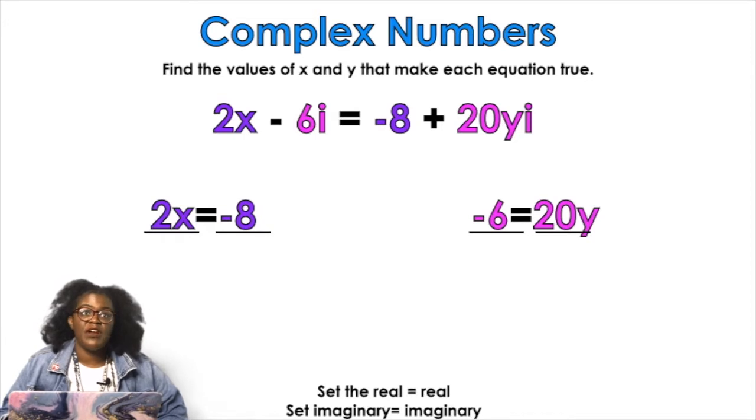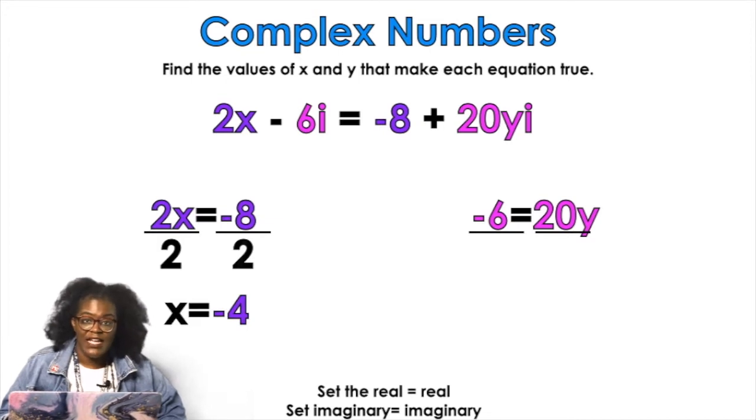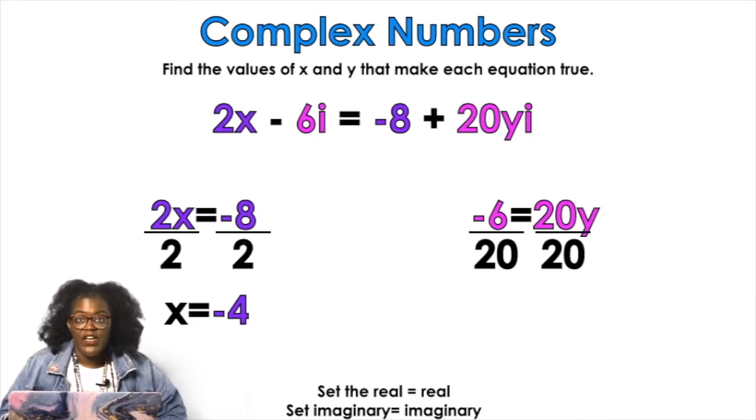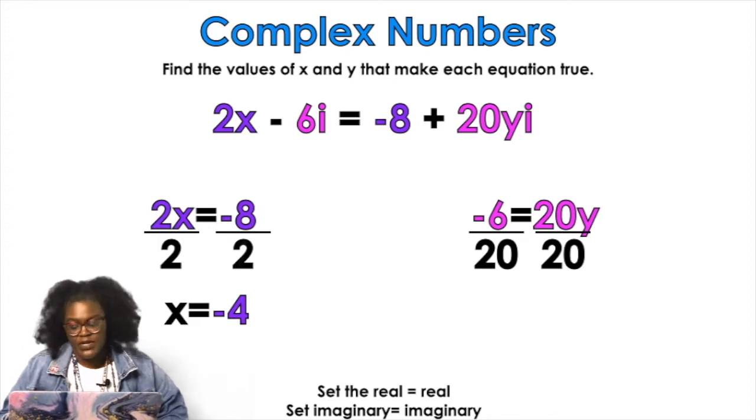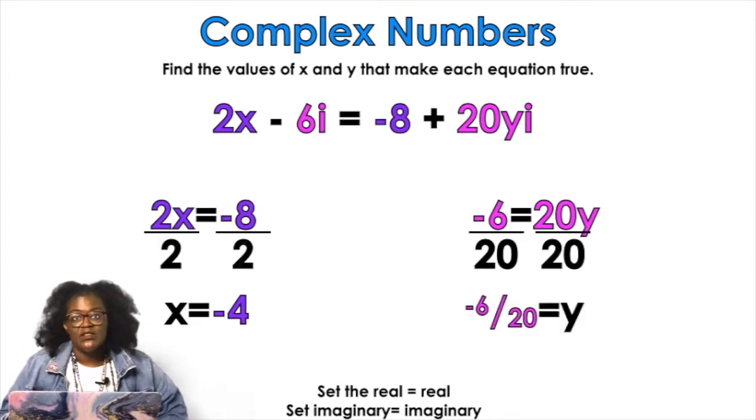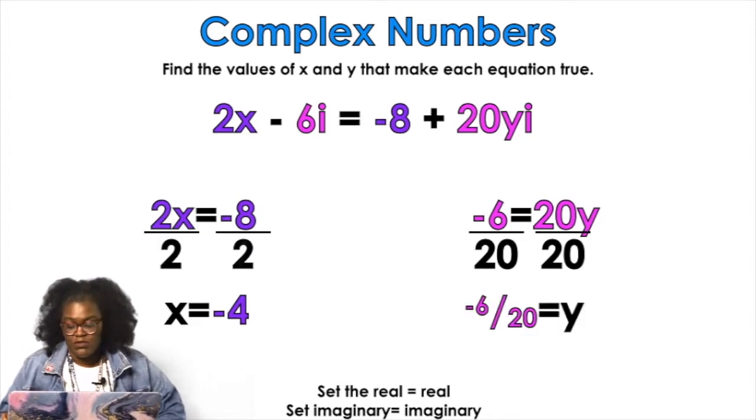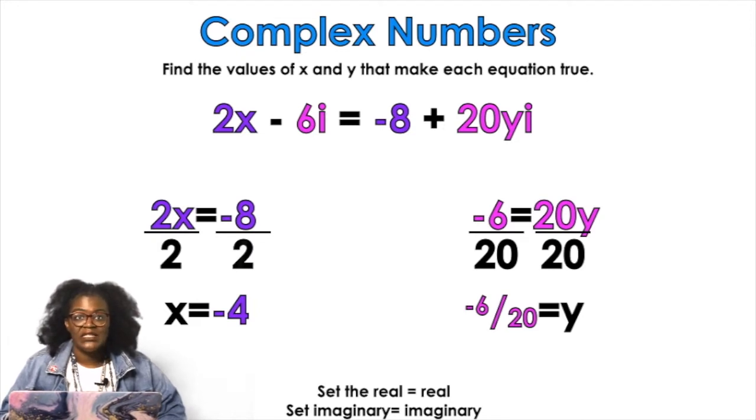So let's do the real part first. So focus on the purple. To get x by itself, I'm going to have to divide by 2. So we're going to divide by 2 on both sides. And so I'm going to get x equals negative 4. Then on the other one, on the pink side, we want to get y by itself. So we're going to divide by 20 on both sides. So that's going to be negative 6 over 20 equals y. Ta-da! So those would be your answers for this problem when it says to solve for x and y.